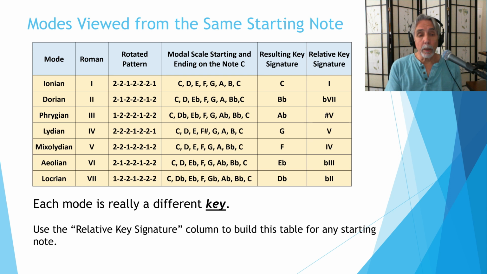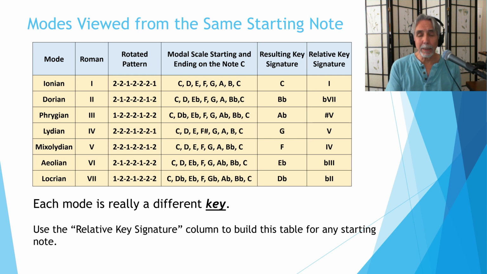And here you get the same names, but if you look at the Ionian pattern, obviously with 2-2-1-2-2-2-1, we get C, D, E, F, G, A, B, C. But let's move to the Dorian, which is just number 2. Now we've taken that first 2 off the rotated pattern, put it on the end, and we get 2-1-2-2-2-1-2. And what that gives us is C, D, E flat, F, G, A, B flat, C.